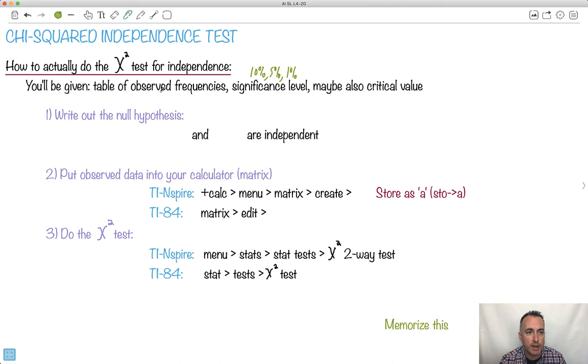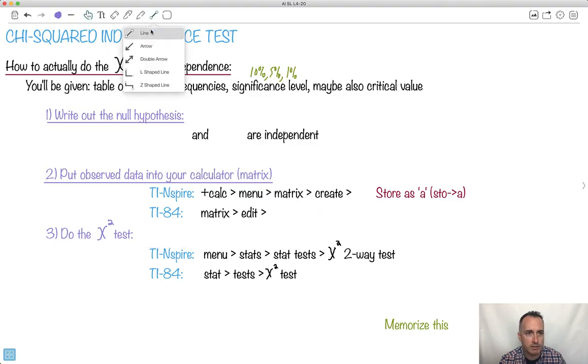Step one, you write out the null hypothesis. So what does that mean? Remember what the null hypothesis is. It really helps to know what we're trying to do here. After that, we're going to put everything into our calculator. I'll explain what I mean by that in a second. After that, we're going to do the test. I'll show you that as well, and I'll show you with an example right after, just to put it all into practice.